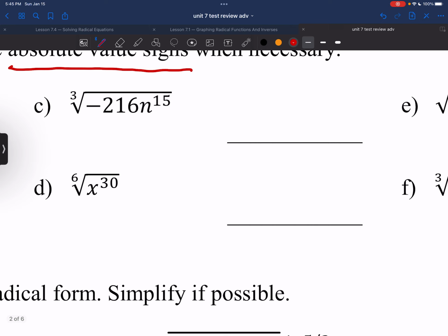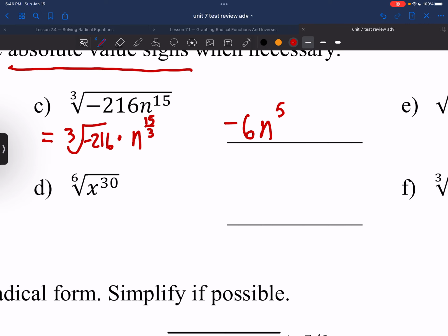Letter C. Oh, thankfully, the cube root of 216 is nice. That's just -6. And then it's 15 over 3, so it's n to the 5. Yeah? That's how you should hopefully be getting to the point of evaluating these. But you could write this as the cube root of -216 times n to the 15 over 3. And of course, the cube root of -216 is -6, and 15 over 3, yes, 5.